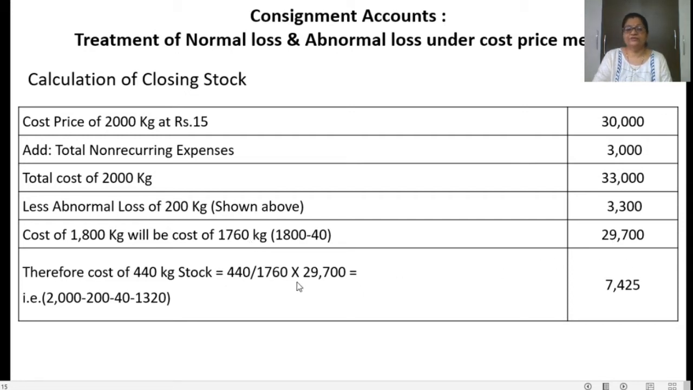So 29,700 is used for calculating closing stock. So 440 divided by 1760 into 29,700, then it is 7,425. Now this 440, how have you arrived at it? The calculation is given. Total 2000 kg was there. From that, abnormal loss deducted, normal loss deducted, sales deducted. Then you have arrived at 440 kg.